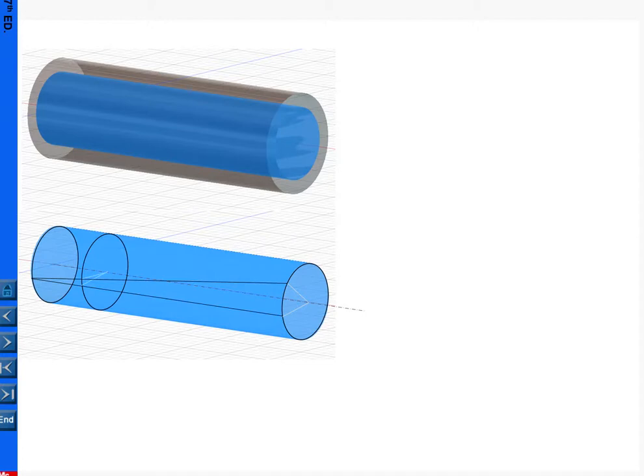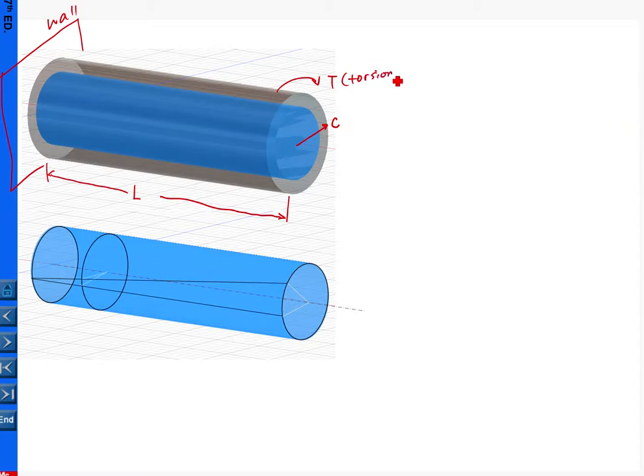Based upon the two assumptions, here is our shaft. Let me get the given information. For example, this is a solid shaft with a radius c, and the shaft has length L. That is the given information. Here we still follow our textbook: this is a wall, one end is fixed to the wall, and on the other end we apply torsion.